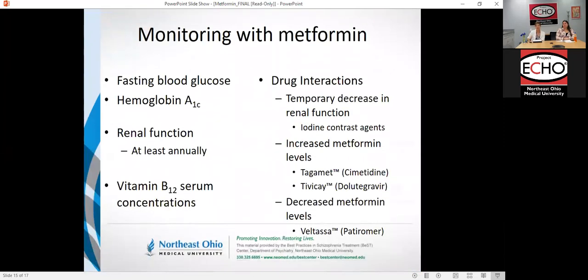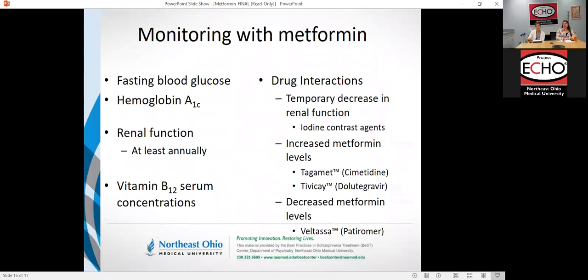So monitoring fasting blood glucose. Metformin doesn't often cause hypoglycemia, but it can. So making sure that we're watching where the patient is as far as their blood glucose and keeping an eye on their hemoglobin A1C. The renal function needs to be monitored at least annually. If there is any concern related to their renal function, then it's recommended that it's checked even more frequently, every 6 months, every 3 months, every month.